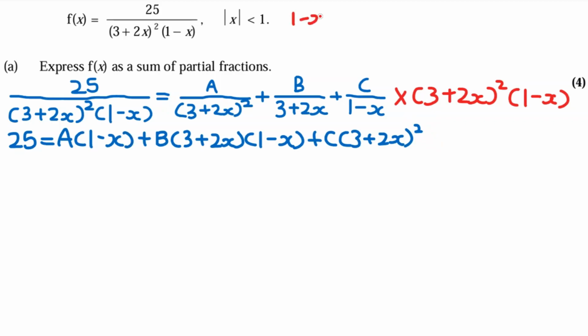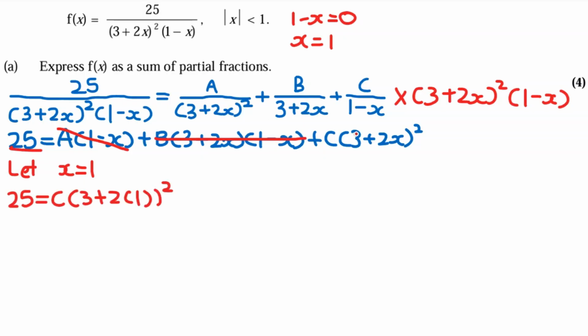So we need 1 minus x to be equal to 0, and then if you move the x onto the other side, we get that x is equal to 1. So we're going to let x be equal to 1. So this bracket here is going to be equal to 0, so this term is going to go away, and this bracket here is also going to be equal to 0, so this term here is also going to go away. So we're only going to be left with the 25 here and this term here for c.